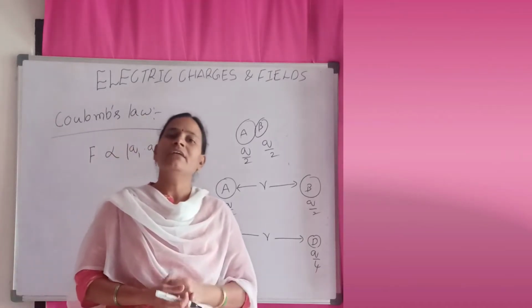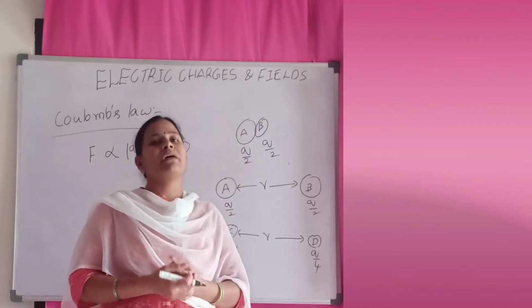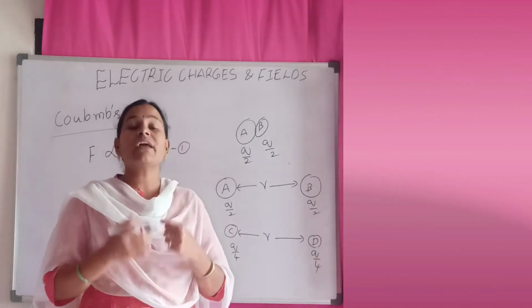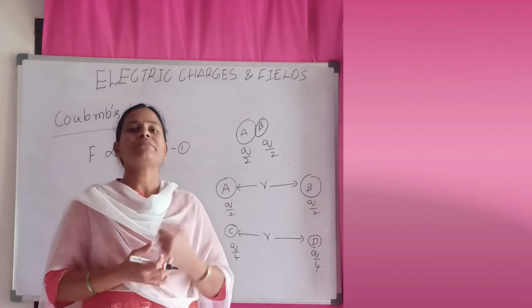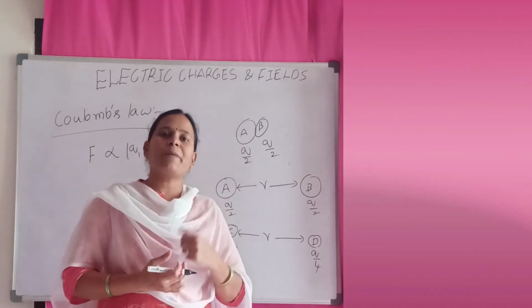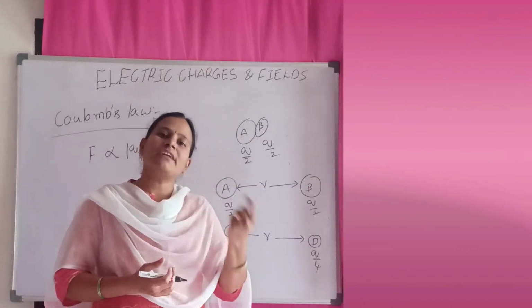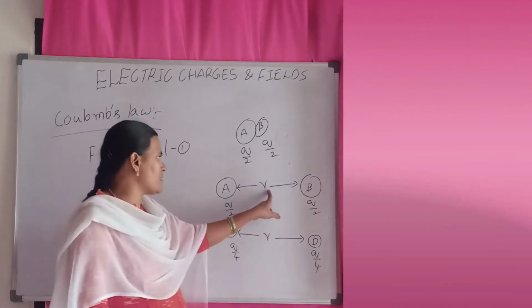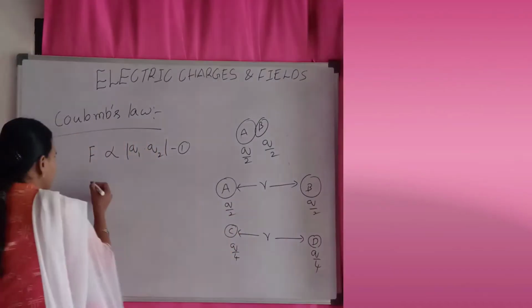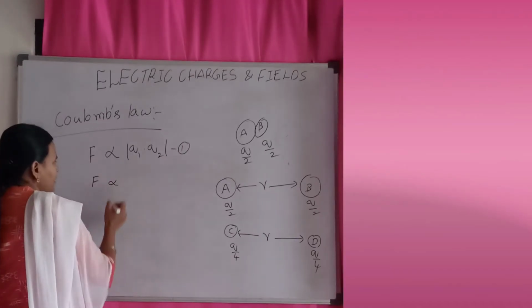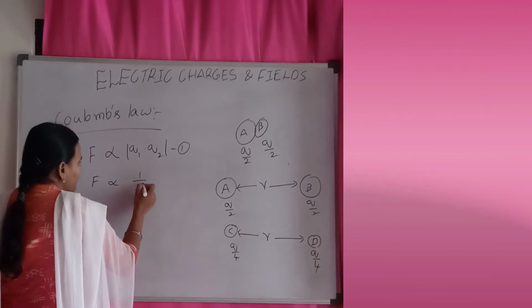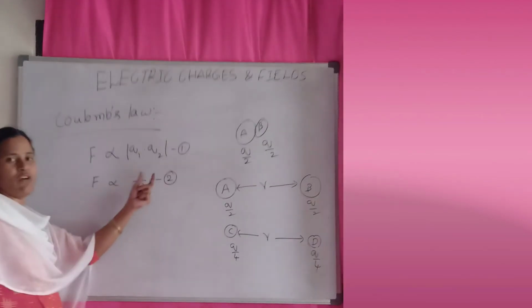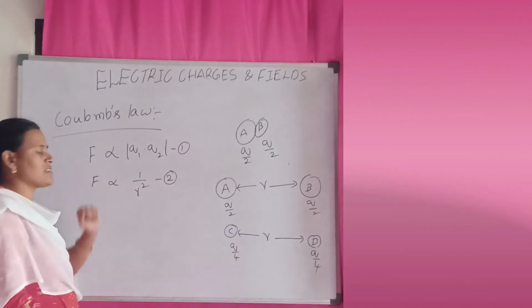And second, he said that at the same time the force depends upon the distance by which the point charges are separated. So how will it be? What is the relation? Force is inversely proportional to the square of the distance between the 2 point charges. What is the distance? R. So F is inversely proportional to the square of the distance, which means F is proportional to 1 by r square. So this is the second equation.